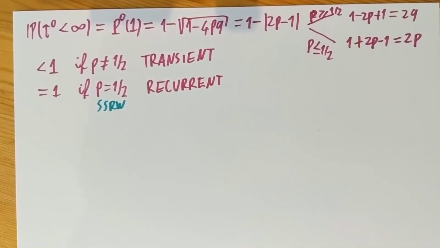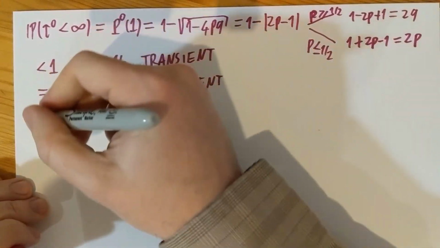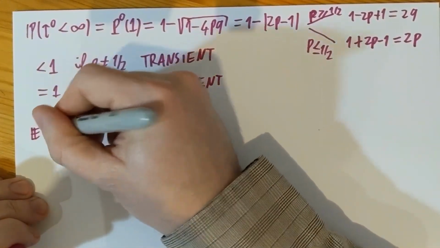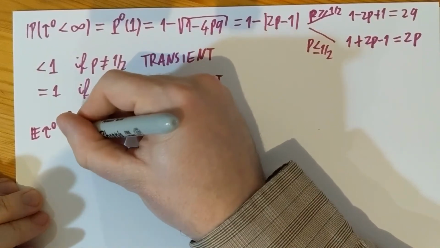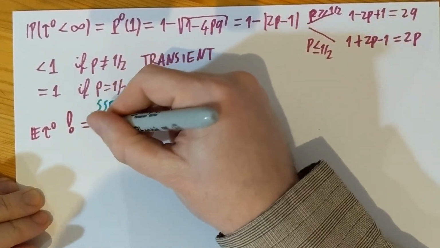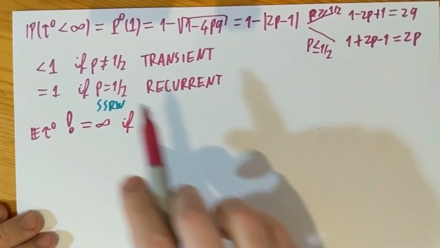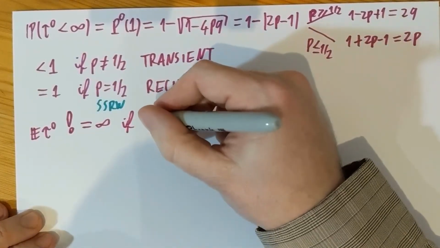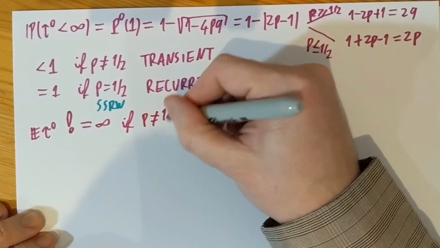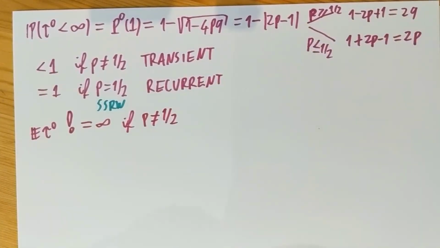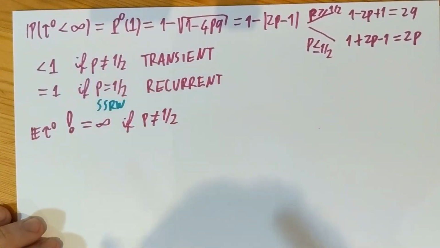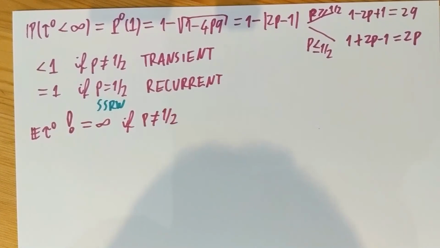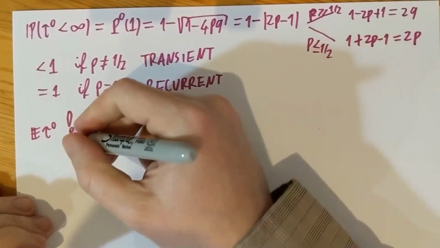And then finally, let me find the expectation of tau naught. So what is the expected time to return to the origin? And so straight away, again this remark from before, this is infinite if we have a positive chance of never coming back. So this is infinite if p is not 1/2. If p is not 1/2, either smaller or larger than 1/2, there is a positive chance that tau is equal to infinity, and the expectation of a non-negative random variable in that case is automatically infinite. No need to do anything more.